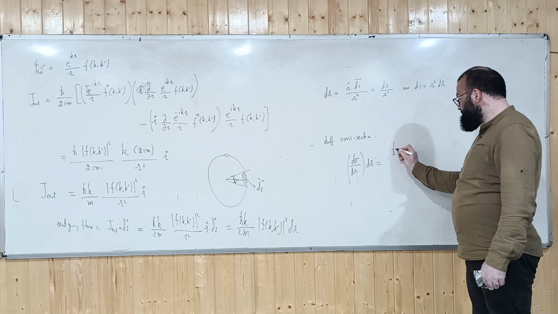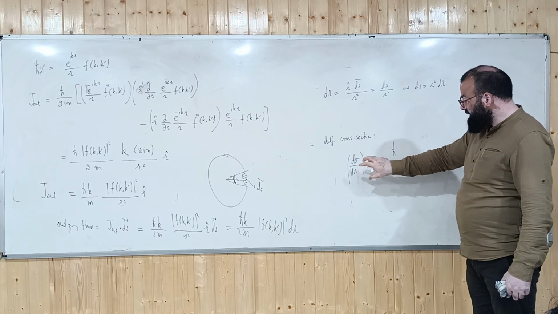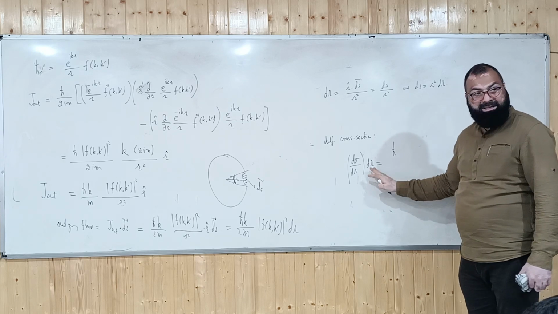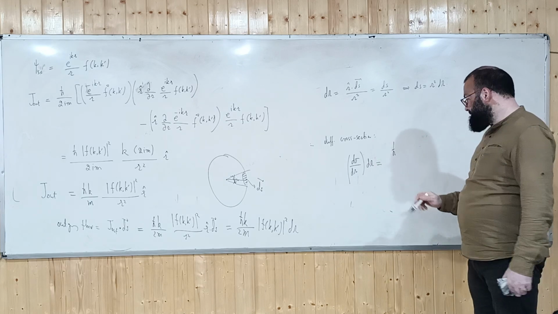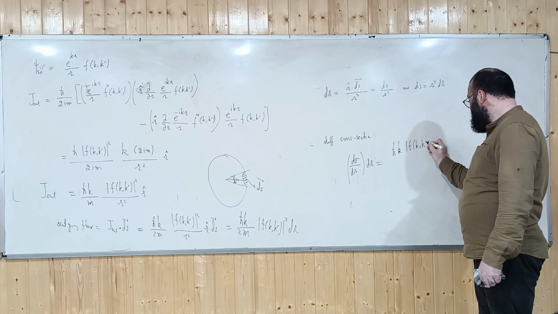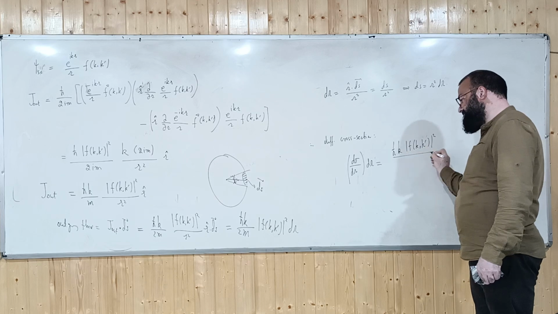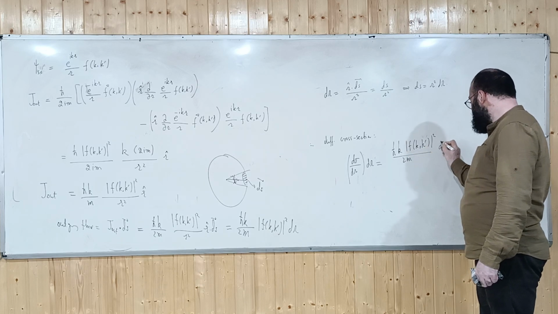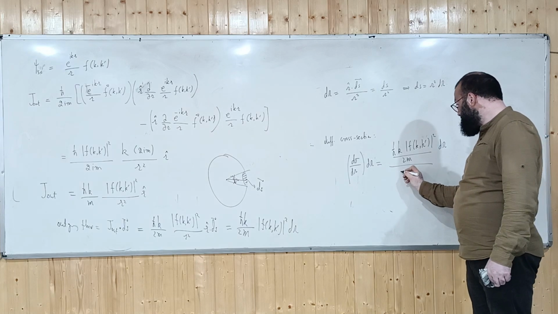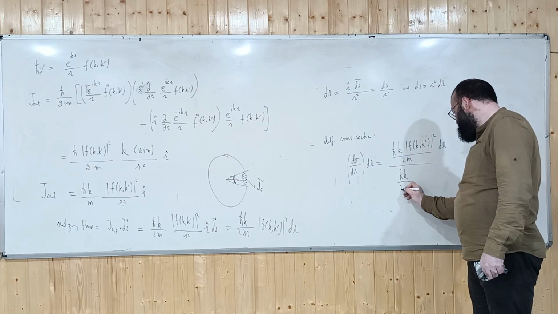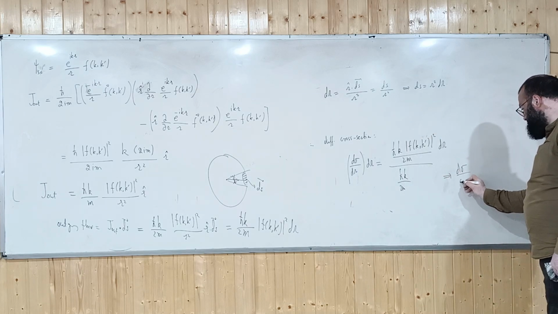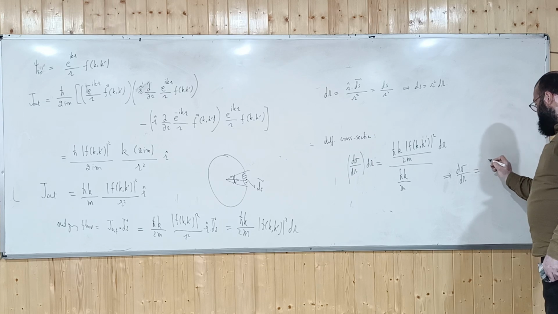So I can put it this way: d sigma by d omega is equal to, what is the outgoing flux? It is actually the ratio of the flux through the volume element d omega. So h cross k by 2m times mod of f of k prime square d omega, divided by the incoming flux, which is h cross k by 2m. So what does it mean? It means your differential scattering cross section is simply equal to mod of f of k prime square.